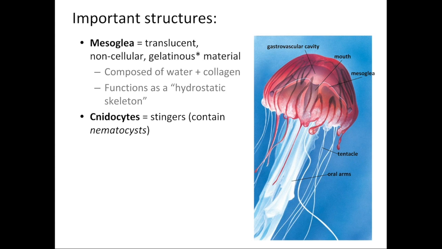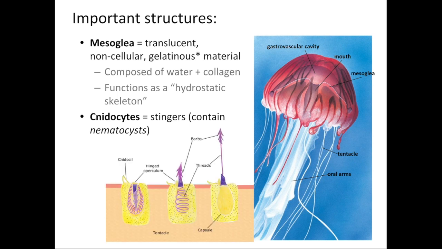Other important structure is the cnidocytes. These are stingers. They're contained in nematocysts, and these are on the tentacles of the jellyfish, but most of these Cnidaria have these stingers. That's where they get their name, the cnidocytes, Cnidaria.